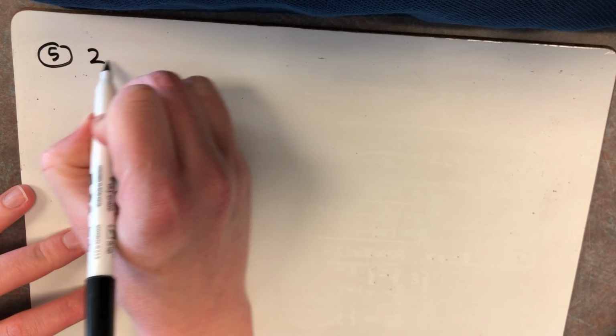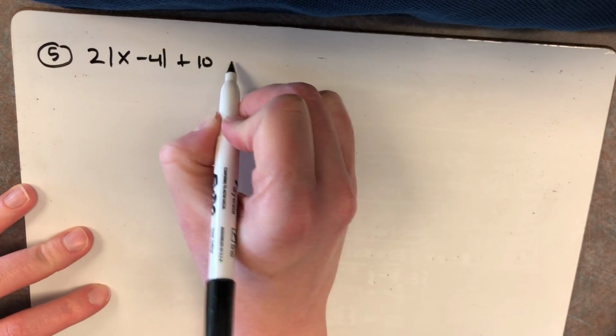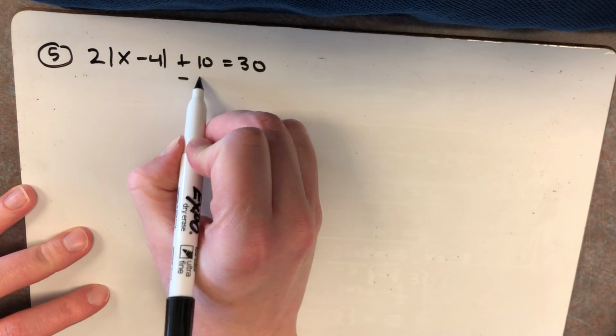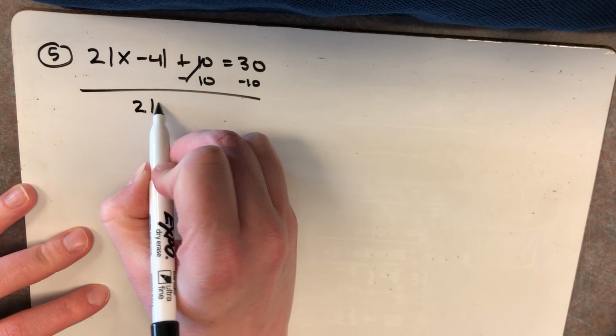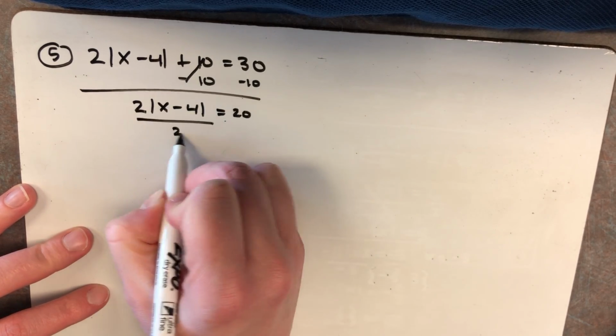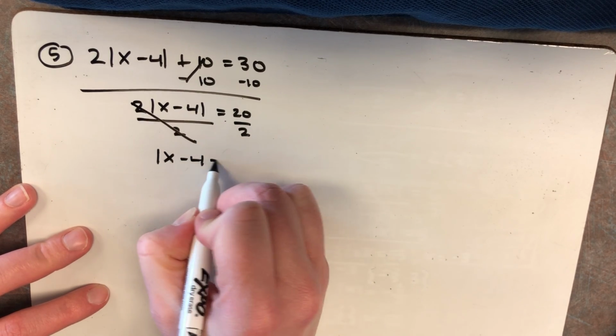All right, let's do an example where we will get two different numbers for our solution. So if we have 2 times the absolute value of x minus 4 plus 10 equals 30, I still need to isolate this absolute value. So I'm going to start by subtracting 10. This goes away. 2 times the absolute value of x minus 4 equals 20. I'm going to divide both sides by 2. So the absolute value of x minus 4 equals 10.